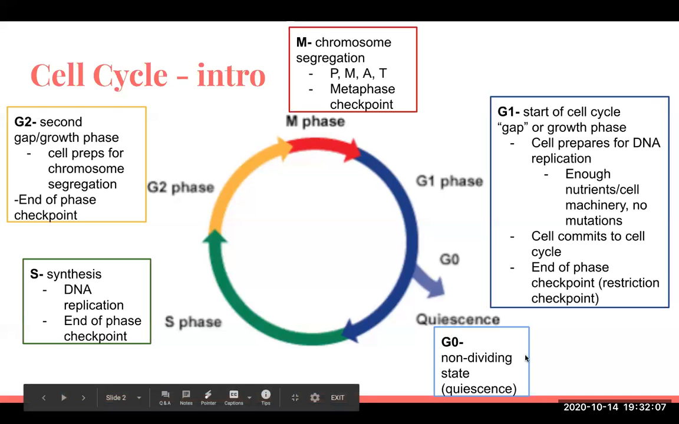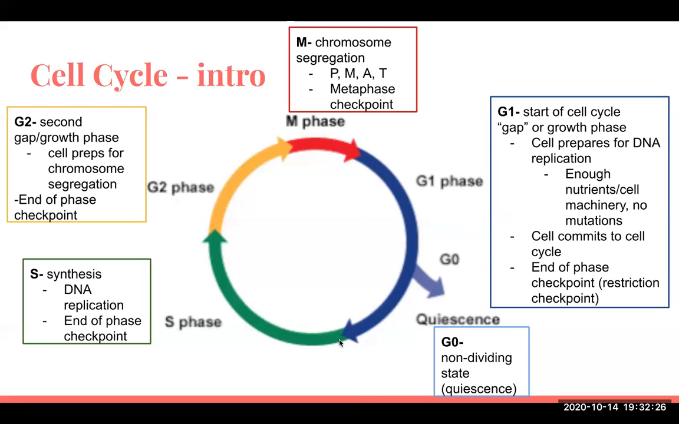Oh, actually, I skipped G0, but G0 is the non-dividing state. So that's, for example, a cell like a neuron or a red blood cell Laura mentioned that doesn't need to divide. That'll be in G0. So it's a fully differentiated cell.